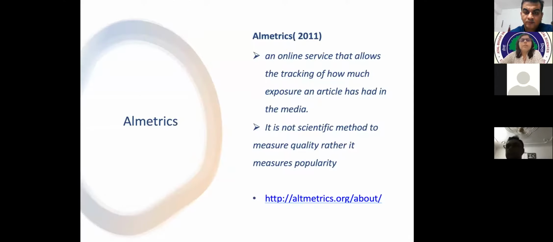So there is one more upcoming new term, Altmetrics. People get confused that it is an article level metric. However, it is measured both at journal level as well as article level. It was introduced in 2011. It is basically an online service that allows the tracking of how much exposure an article has had in the media. So from the definition itself, you can conclude that it is not at all a scientific measure of the quality of any article. Rather, it will just measure the popularity of the article on social media in various platforms. You can visit altmetrics.org for further details.